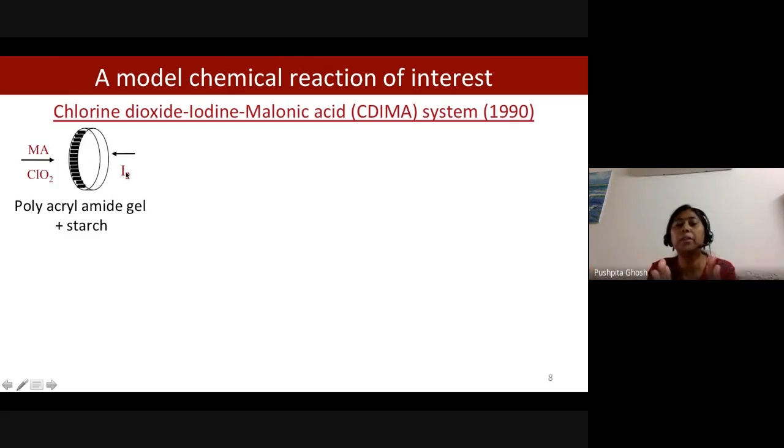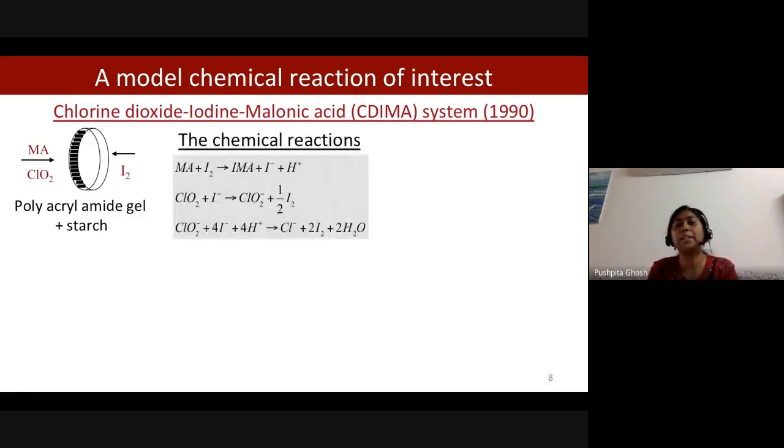When they come into contact in this thin slab, convection is not possible, we can eliminate it, and only two-dimensional diffusion needs to be considered. So this kind of setup is used in the experiment, and the reactions are actually complicated. There are many autocatalytic steps, because the initial reagents, malonic acid, chlorine dioxide, and iodine, undergo several steps of multi-step reactions.